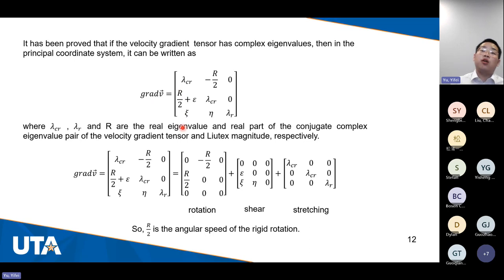Then we can do our decomposition. We can decompose it into the rotation part, shear part, and the stretching part. And obviously the rotation part is the Liutex, negative r over 2 and r over 2, and it represents the angular speed. And the other two parts are shear and stretching.